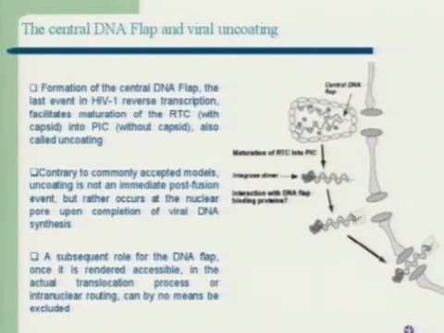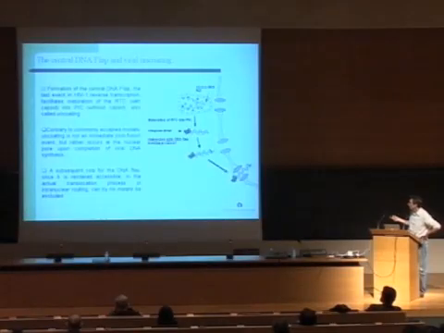So the conclusion of this first part is that the formation of the central DNA flap, as the last event of HIV-1 reverse transcription, facilitates the maturation of the reverse transcription complex, which is in fact directly derived from the core of the particle, into a pre-integration complex of a size compatible with nuclear translocation. Another immediate consequence is that there is no post-fusion event as we thought before. This uncoating step occurs at the nuclear pore upon completion of viral DNA synthesis.